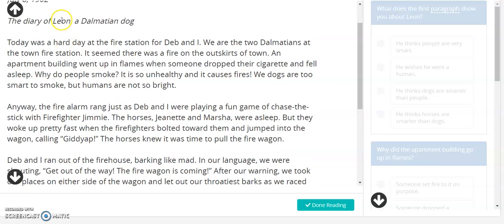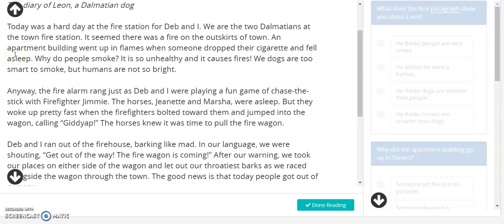This is the diary of Leon, and he is a Dalmatian dog. So we have to put ourselves in this dog's shoes. We're not looking at a person, a human. This is a dog. Okay. So keep that in mind. All right. Here we go.